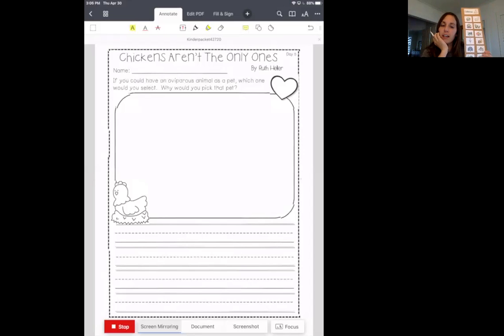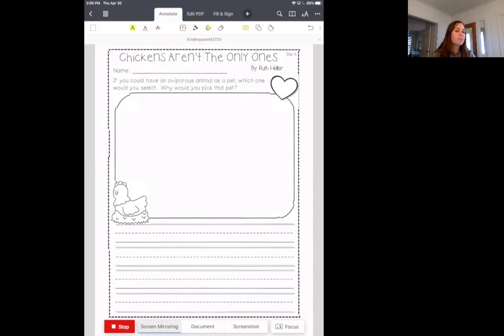Remember, oviparous animals are what? Yeah, the animals that lay eggs. So if I could have one as a pet, which one do you think that I would pick? Now it doesn't have to be the same one as Mrs. Tattlebaum. You could pick any animal you want. I'm going to pick a butterfly.